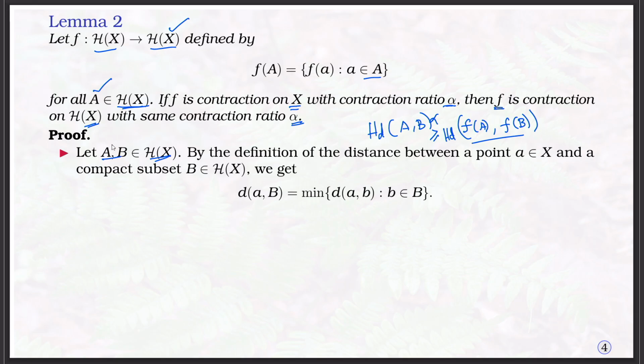So, for that, let us take two elements in H of X. By the definition of the distance between a point and a compact set B, we get, that means we need to take a point here, the point is fixed, and we need to check the distance between A and every element in B, and finally we need to take the minimum.